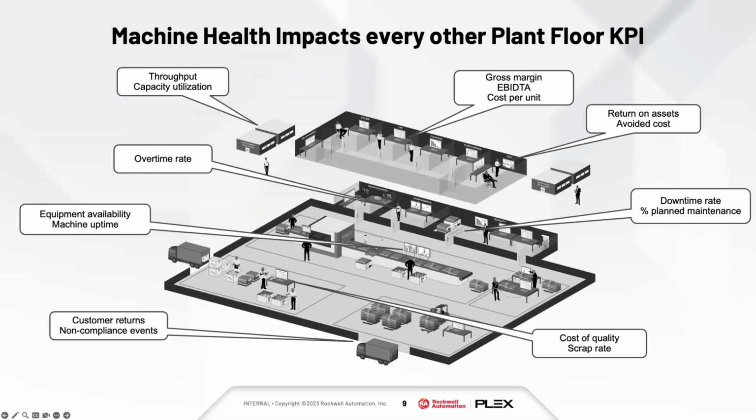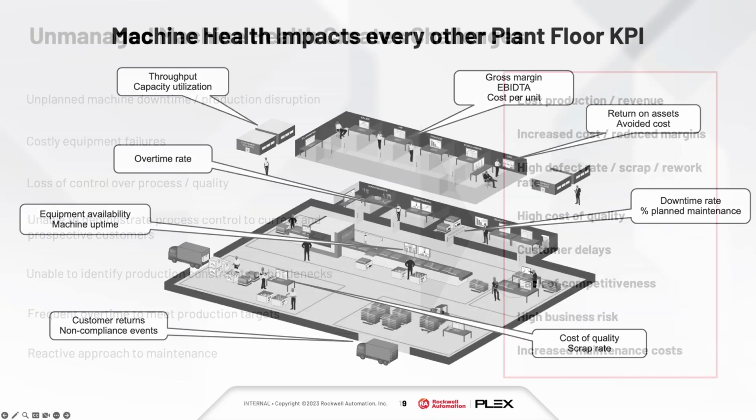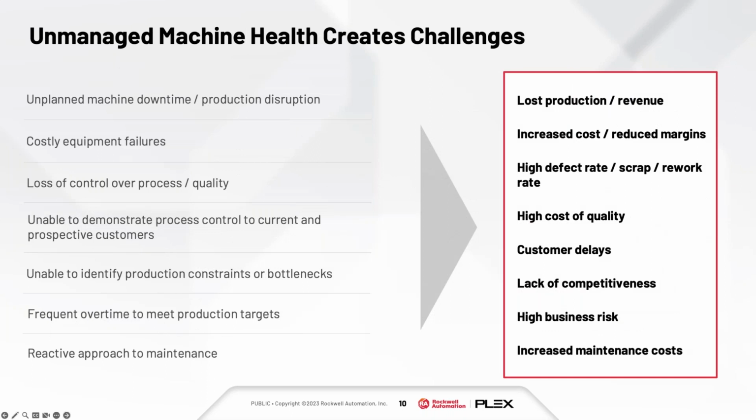The bottom line is that poor machine health can impact each of these plant floor KPIs that you see here on the screen. If I go a step further, we can see all the before scenarios of unmanaged machine health on the left-hand side. Suppose your machines are not operating how they were designed to work. In that case, you can experience unplanned downtime, loss of control over quality, frequent overtime to meet production targets, and an overall reactive approach to maintenance.